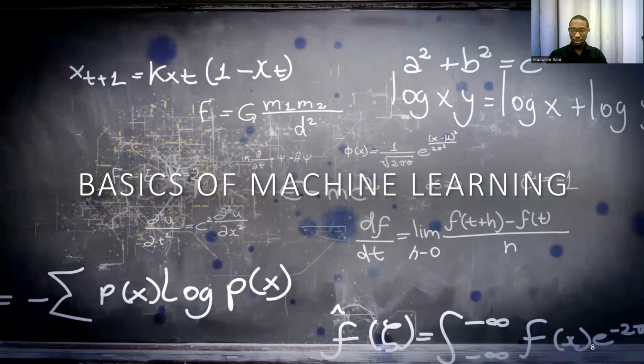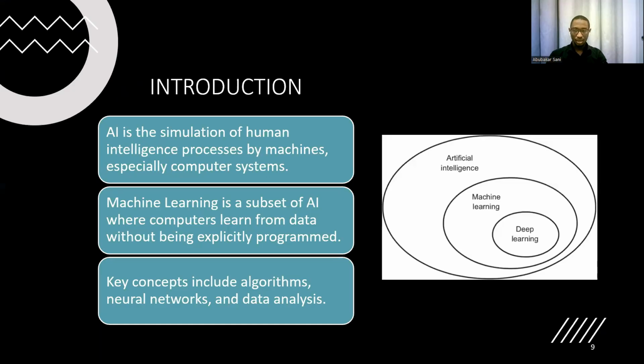To start with the basics of machine learning and AI: when we talk about AI, we are talking about the field that focuses on trying to simulate human intelligence. This is where you have machines that try to emulate how humans think and how humans carry out their day-to-day activities.